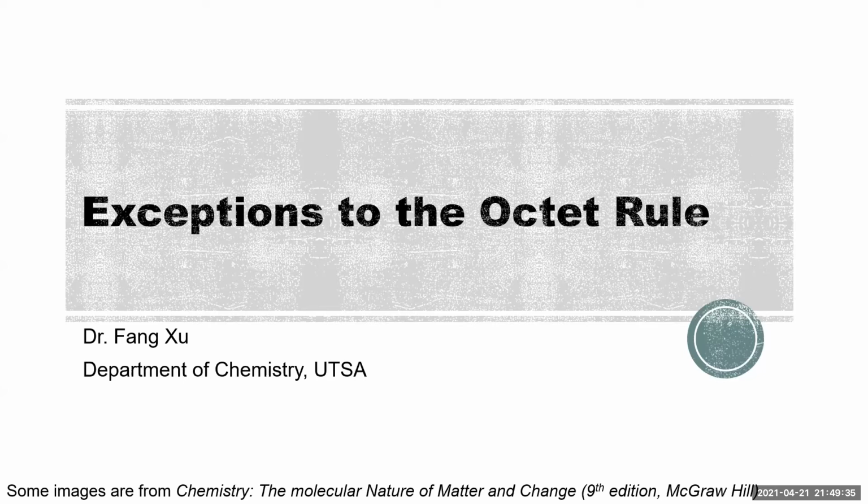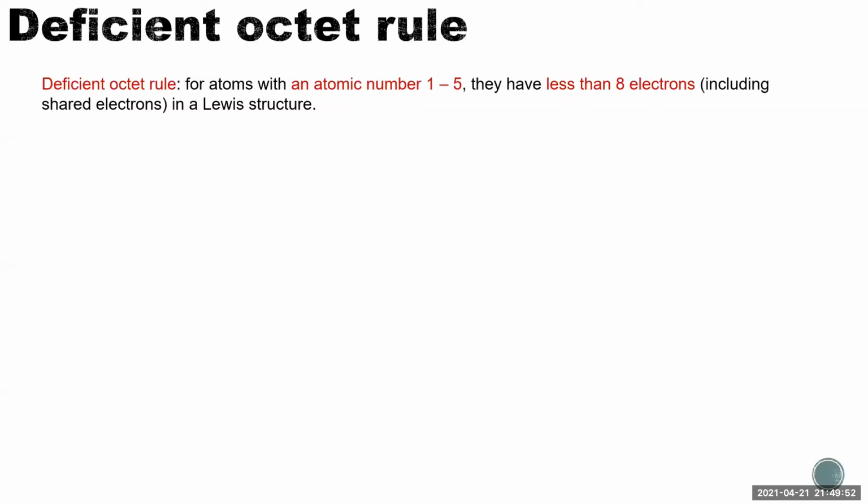I'm Dr. Fang Xu. In this video, we're going to talk about exceptions to the octet rule. Although the octet rule itself is very useful and probably covers the majority of times when you write a correct Lewis structure, there are a few exceptions that we need to keep in mind. The first type is the deficient octet rule.